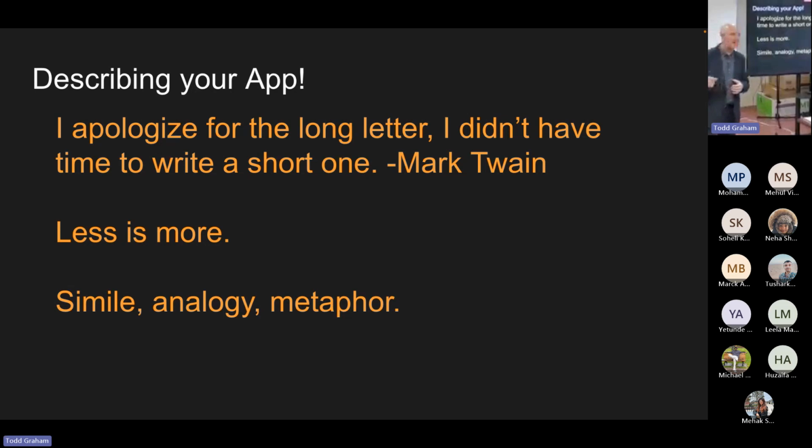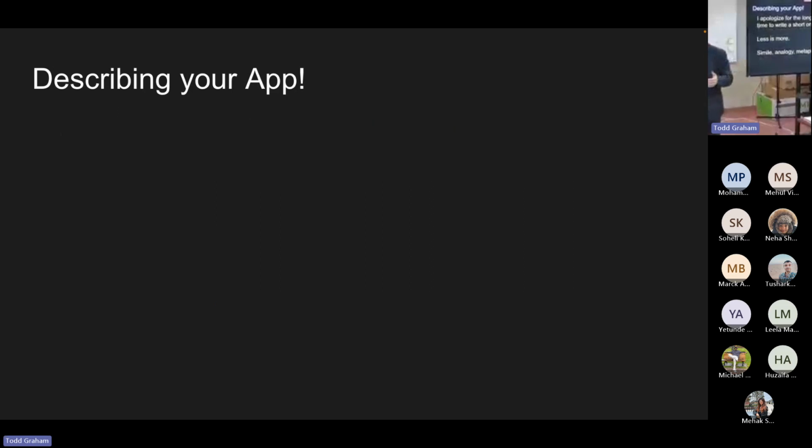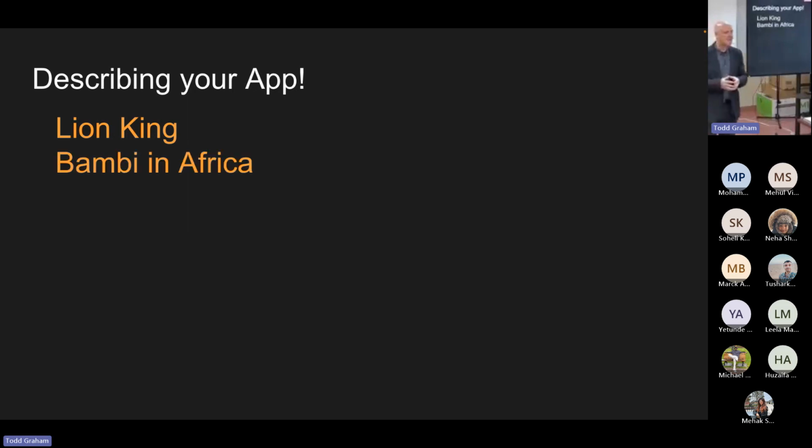Less is more. In that, you'll find tools like similes, analogies, and metaphors. I'll give you an example: Lion King. I love this example. When they were pitching the movie Lion King, which most of you have probably seen, it's a bit older now, but it's a Disney classic, it was pitched to the studio as Bambi in Africa. Bambi is a much older movie, but again, a Walt Disney classic. The story of a young deer who loses his mother and is forced to grow up on his own. Lion King is Bambi set in Africa. It's the same story.